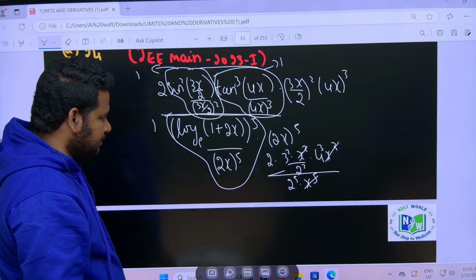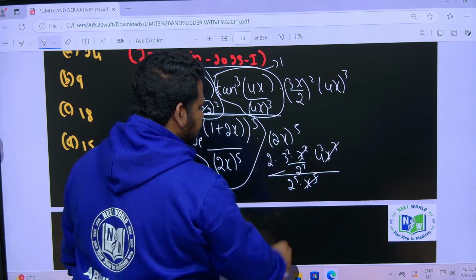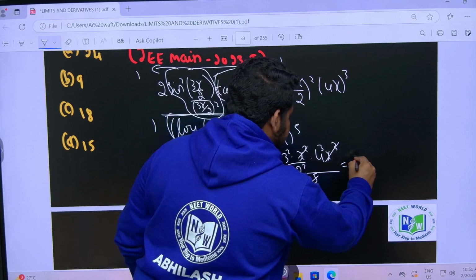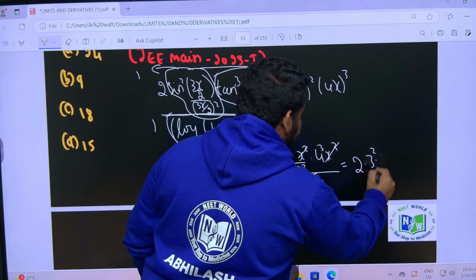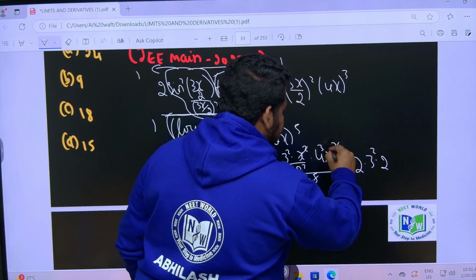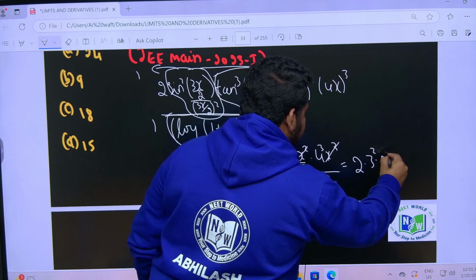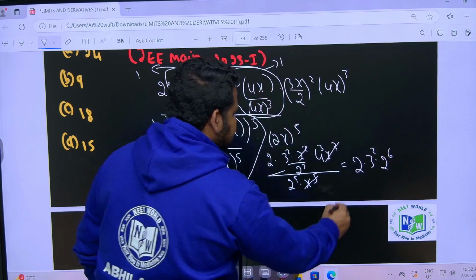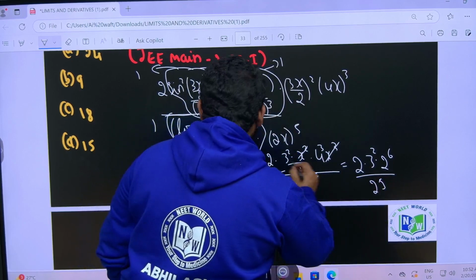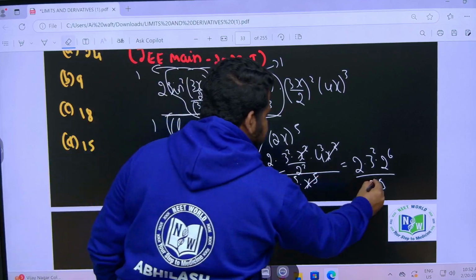So we are left with 2 into 3 square into 4 cube. What can I write this as? I can write 4 cube as 2 square to the power of 3, that is 2 power 6. So divided by 2 power 5 into, what is this?